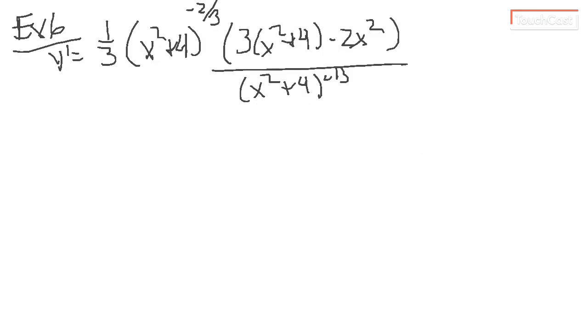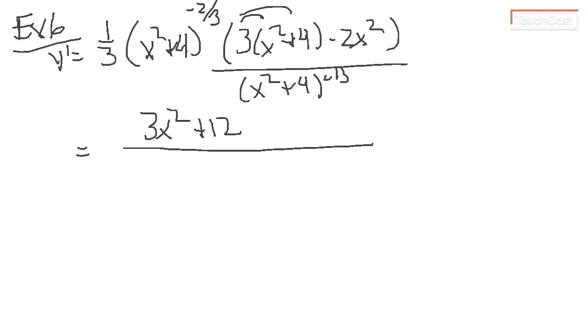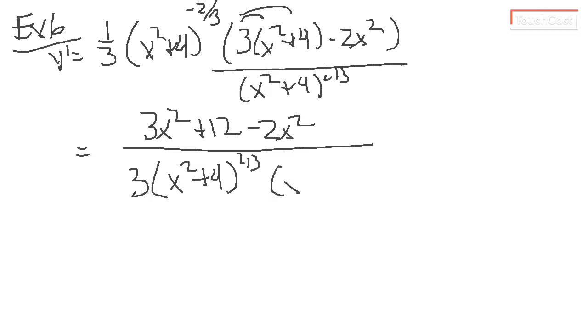Alright, so I'm going to do a couple things. I am going to bring my negative exponent down. So I'm going to have in my numerator just the 3 times x squared plus 4 minus 2x squared. So I might as well just distribute while I'm at it. So I'm going to have 3x squared plus 12 minus 2x squared. And in the denominator, I'm going to have 3 times x squared plus 4 to the 2/3 times x squared plus 4 to the 2/3.